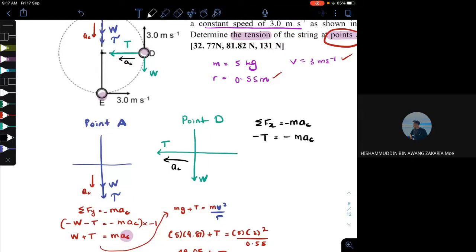But then AC tu adalah V square over R kan? Right? AC is V square over R. So you just put the number. So ni boleh potong. So T is equals to mass is 5. Velocity is 3 square over 0.55. Okay. So this one you will get 81.82 Newton. Okay. Again, dah habis salin, bagi tahu Miss.